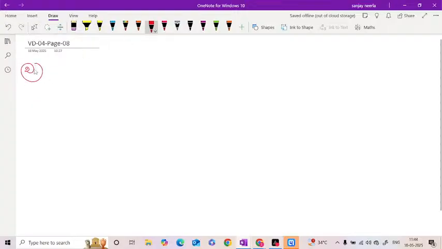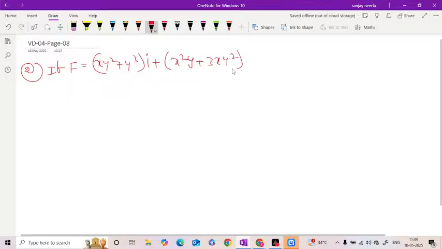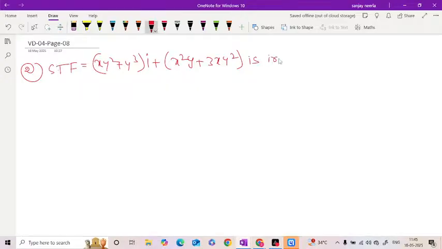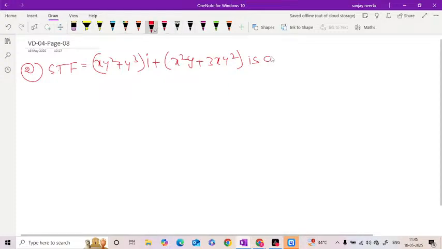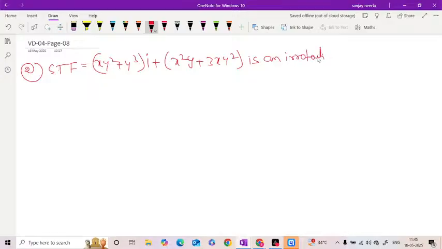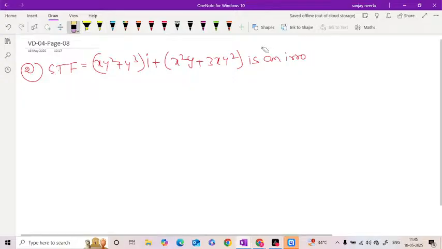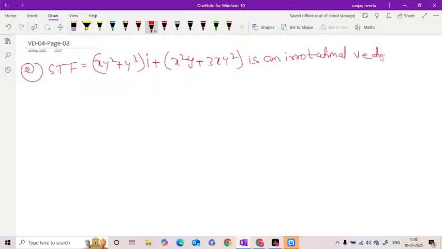Now come to the second question, same type of question. Now assume f is equal to (xy square plus y cube) i plus (x square y plus 3xy square) j. First one, show that this is an irrotational vector, because if it is an irrotational vector definitely there is a scalar potential. And in this second question, also find its scalar potential.